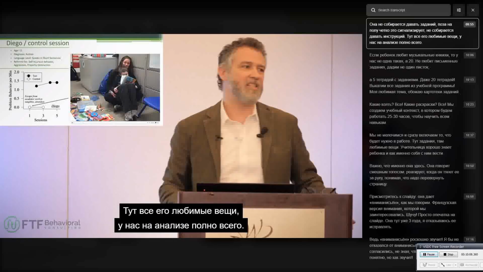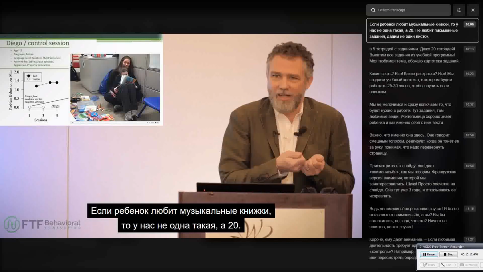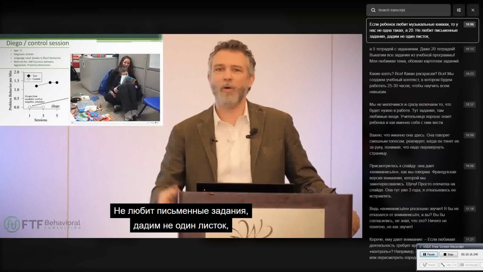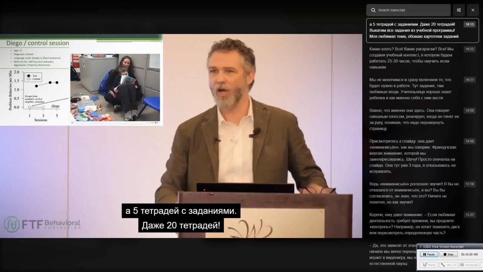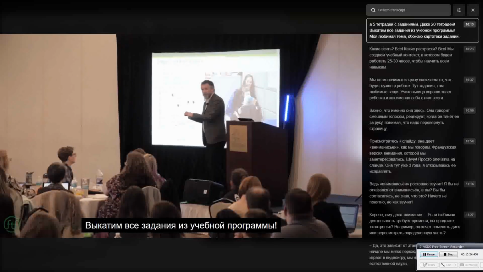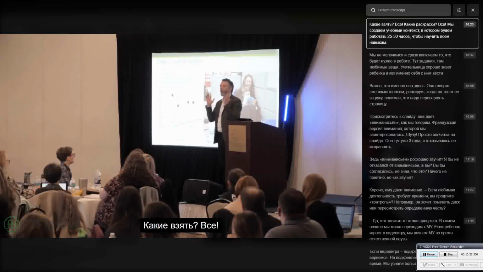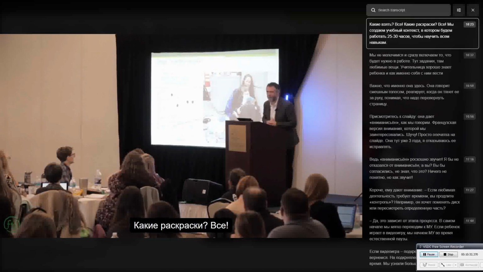Notice our analyses are sloppy. If he's into musical books, we don't have a musical book in the analysis. We have 20 of them. If he doesn't like doing worksheets, we don't have a worksheet. We'll have 5 workbooks, 20 workbooks if you can do it. Put his whole IEP cart right into the room. So that's my favorite. I love the IEP cart. Which ones? All of them. Which coloring books? All of them.